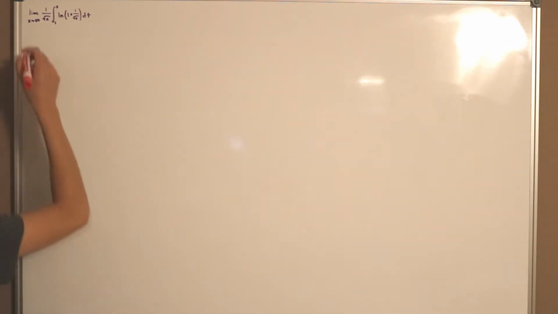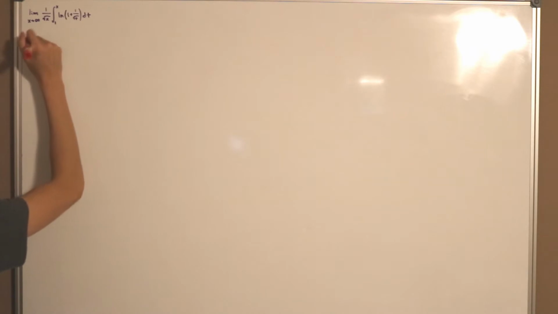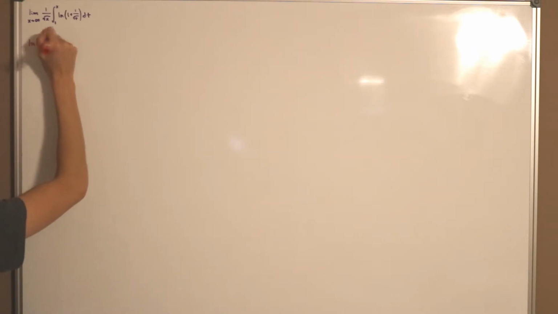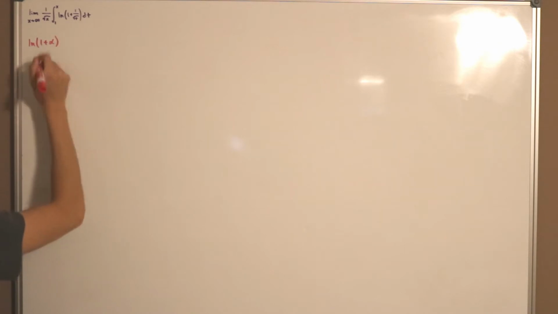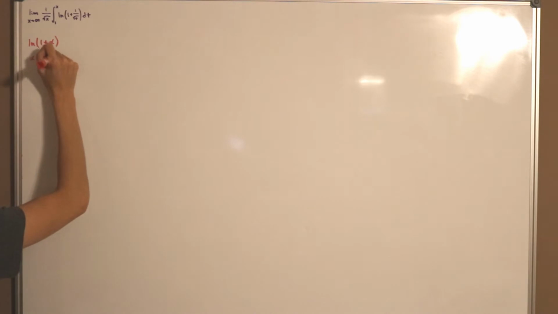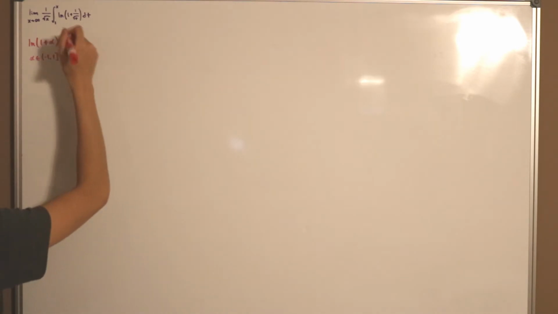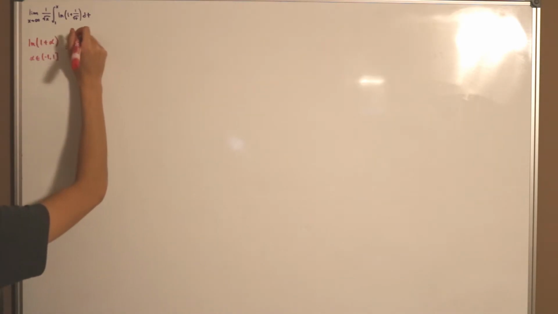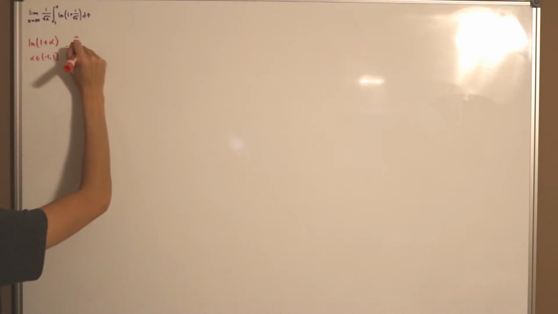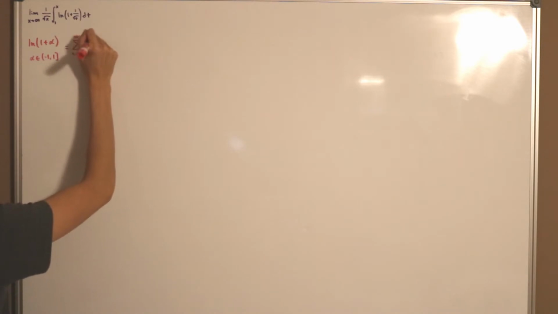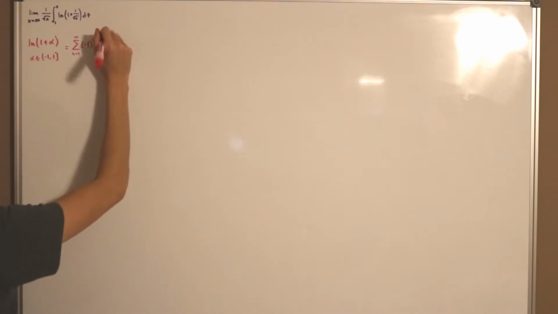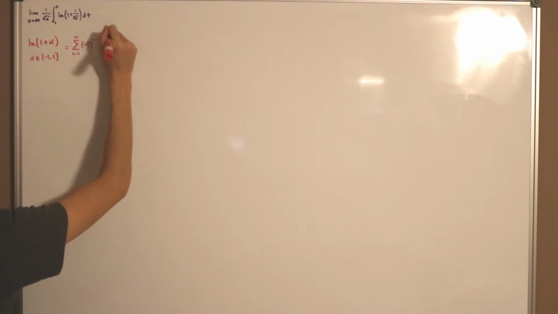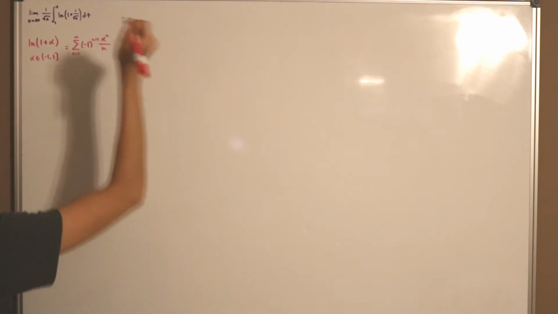Before we get started, I want to establish first the fact that the natural log of 1 plus alpha, for alpha an element between -1 and 1 inclusive, we can actually write as its Taylor series. Its expansion is equal to the sum from n equals 1 to infinity of -1 to the n plus 1 multiplied by alpha raised to the n, divided by n.